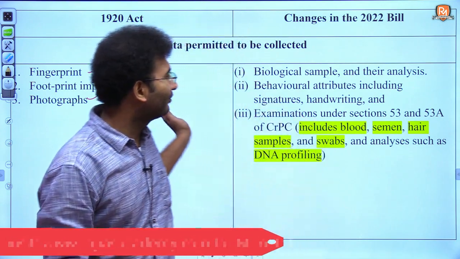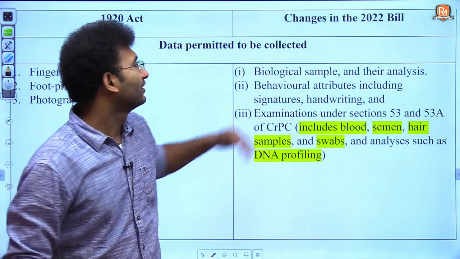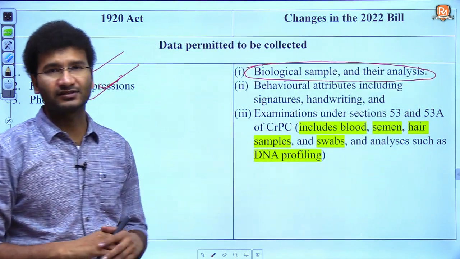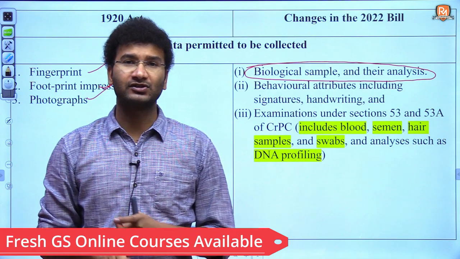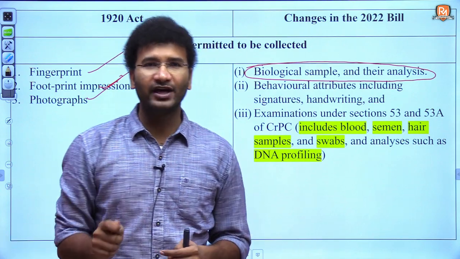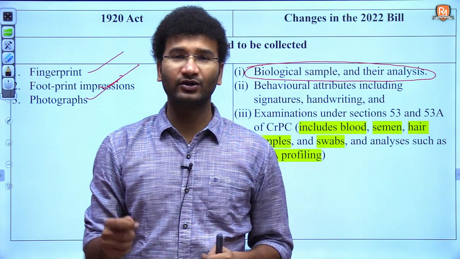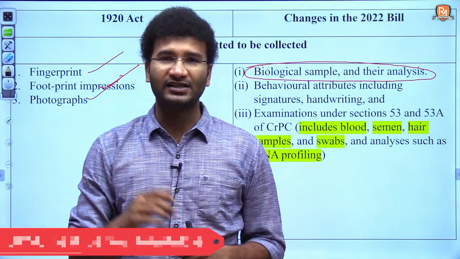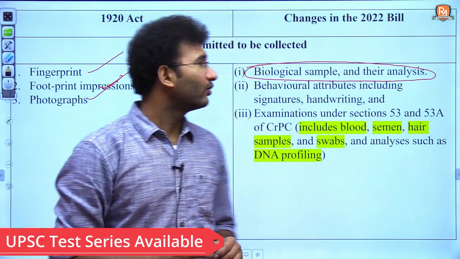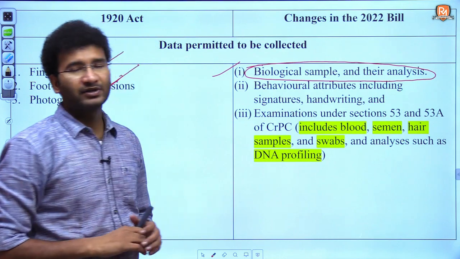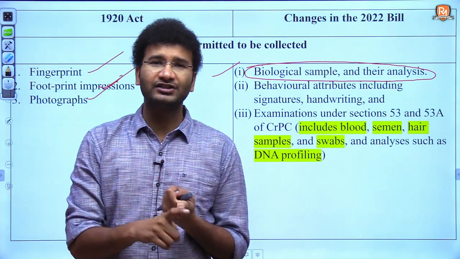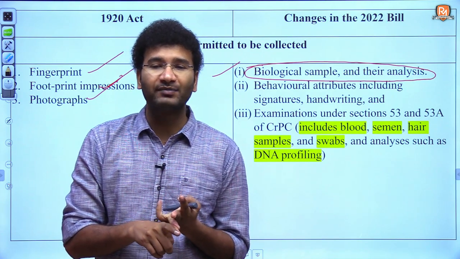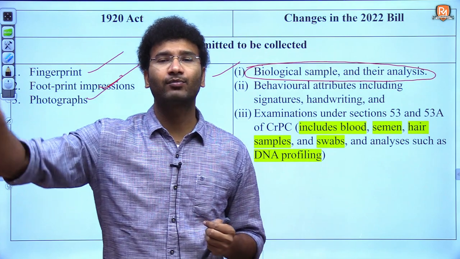But now, after the amendment of this act, which has been enacted, you can also collect biological samples and do their analysis. Now, what are these biological samples? Today, you have your Aadhaar card. To get your Aadhaar card, you have to give your iris scan, that means your retinal identity, as well as thumb impressions, right? These are some of the biological samples that can be collected. Along with that, an individual's semen can also be collected, blood is also collected, and swabs that can be analyzed for DNA profiling also.